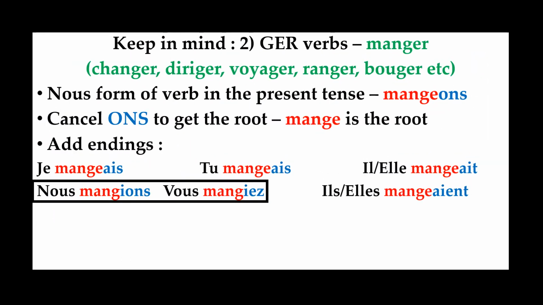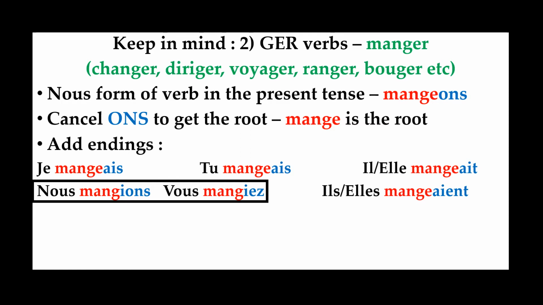Similarly, for the GER verbs, when you take its nous form in the present, for example, manger, the most famous one, it will become mangeons, MANGEONS. You cancel the ons, what is left is mange. So you would add the imperfect endings like normal to all the persons, but when you're putting it for the nous and the vous, you would have to take out that extra e. These are the 2 exceptions, the CER verbs and the GER verbs. Be very careful when you're conjugating them in the imperfect.